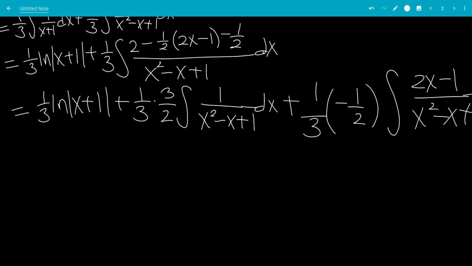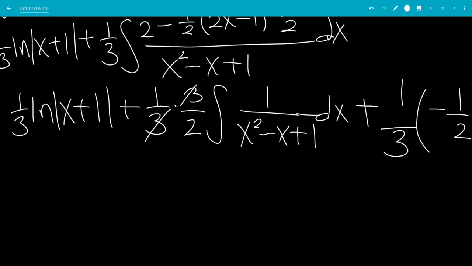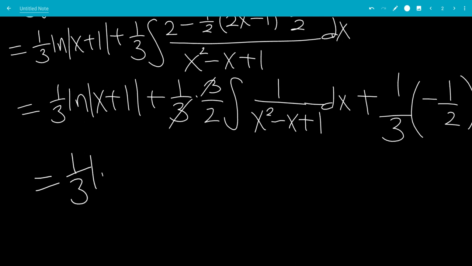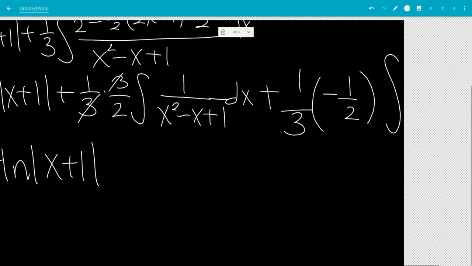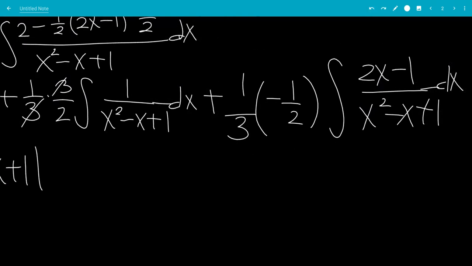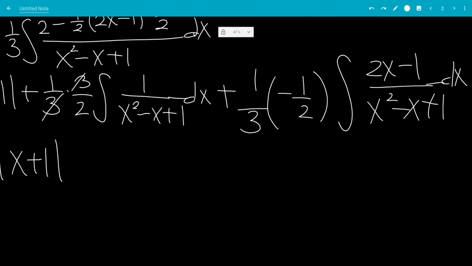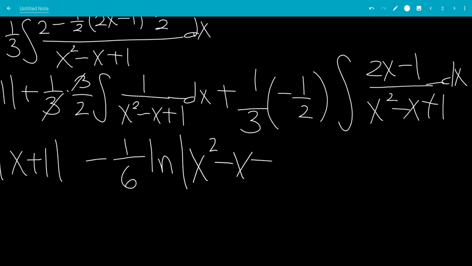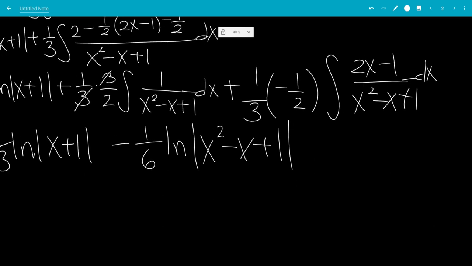Okay, so this 1/3 and 3/2, the 3's will cancel, leaving us with 1/3 ln absolute value of x plus 1. And then this is plus 1/2, but we're going to look at this one first because this one is easier. So if you do u equals x squared minus x plus 1, du will be exactly 2x minus 1. So this will just be minus, so 1/3 times negative 1/2 is minus 1/6 ln absolute value of x squared minus x plus 1. Okay, that's good.